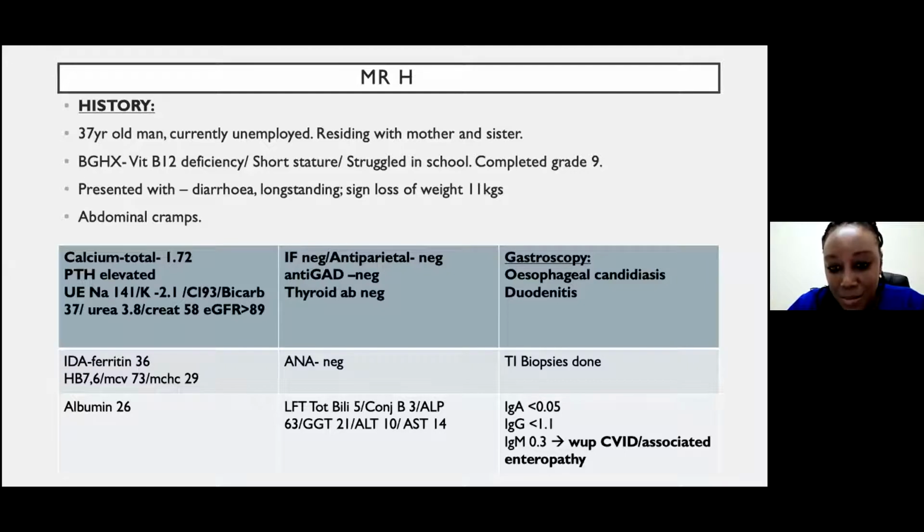Later in the workup, we did immunoglobulins, and his IgA, IgG, and IgM were very low. So we're working him up for a common variable immunodeficiency currently. And we are thinking that this might be enteropathy associated with this disease. He is still being worked up though.